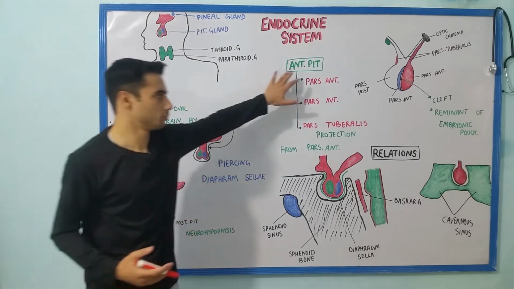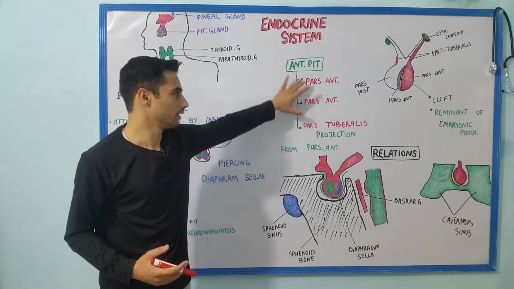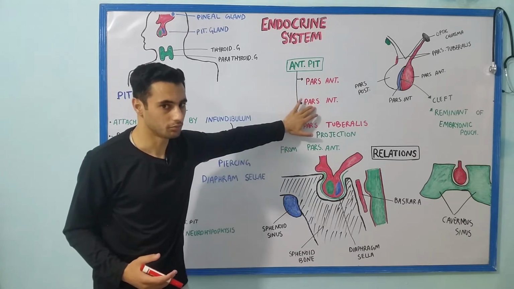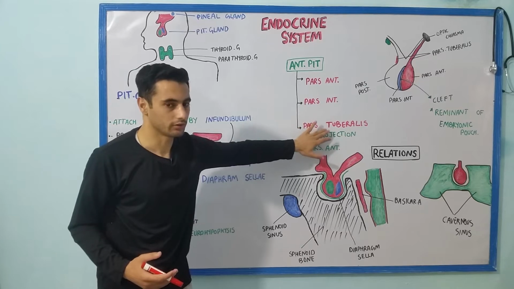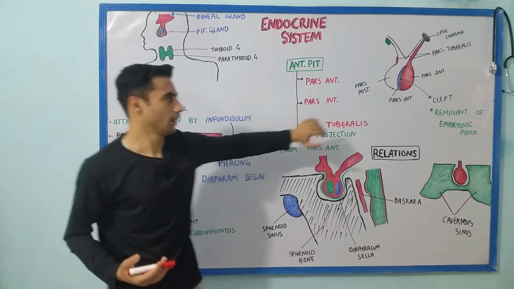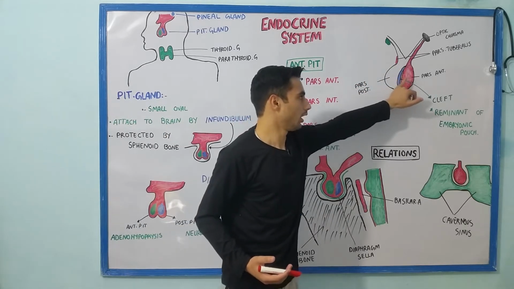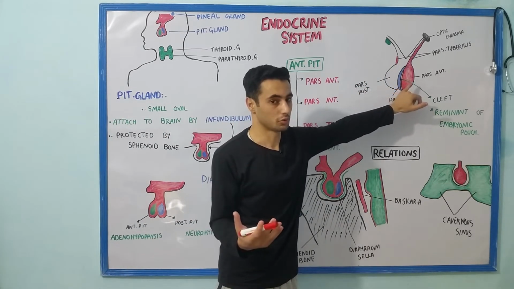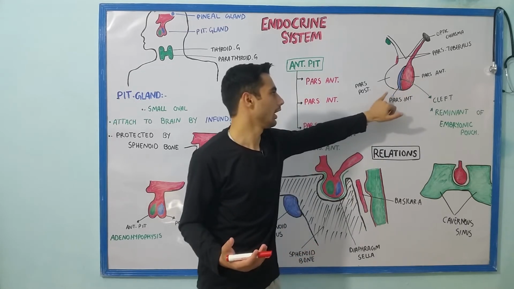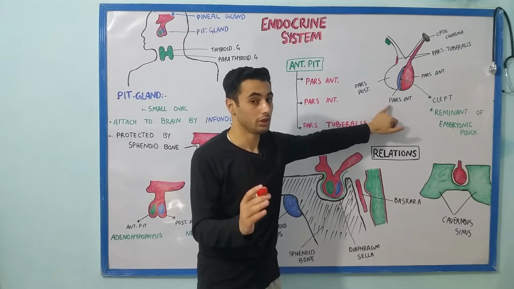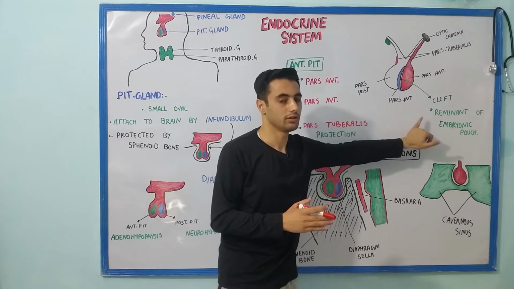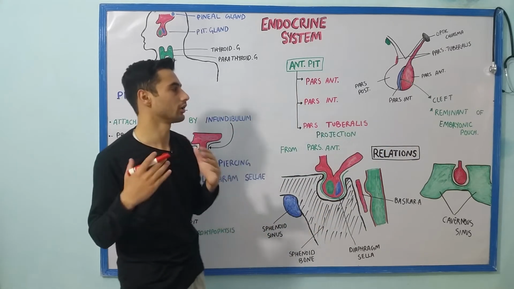Now, the anterior pituitary is divided into 3 parts: the pars anterior, the pars intermedium, and the pars tuberalis. The pars anterior is also known as the pars distalis. Have a look at this diagram. The pars anterior forms the major portion of the anterior pituitary. Between the pars anterior and the pars intermedium, there is a little space or cleft present, and it is because of the remnant of the embryonic pouch.